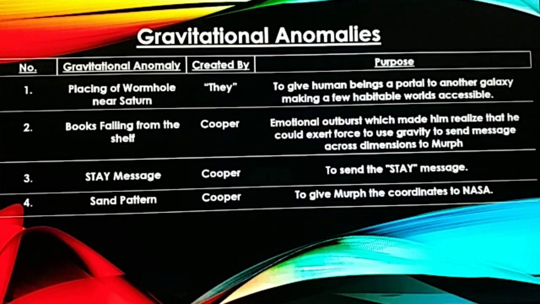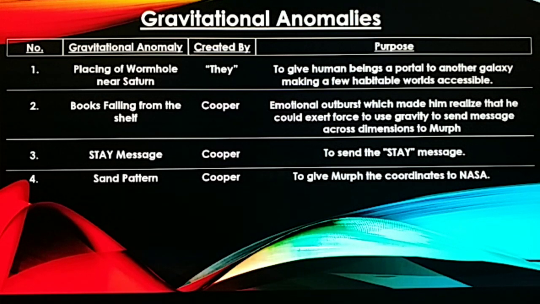Here is the list of all the important gravitational anomalies that we saw in the movie. First, the placing of the wormhole near Saturn. Second, books falling from the shelf. Third was the stay message. And fourth was the sand pattern, which was used to give out the coordinates of NASA. For all these anomalies, we knew exactly who created them and what the purpose of each of these anomalies was.